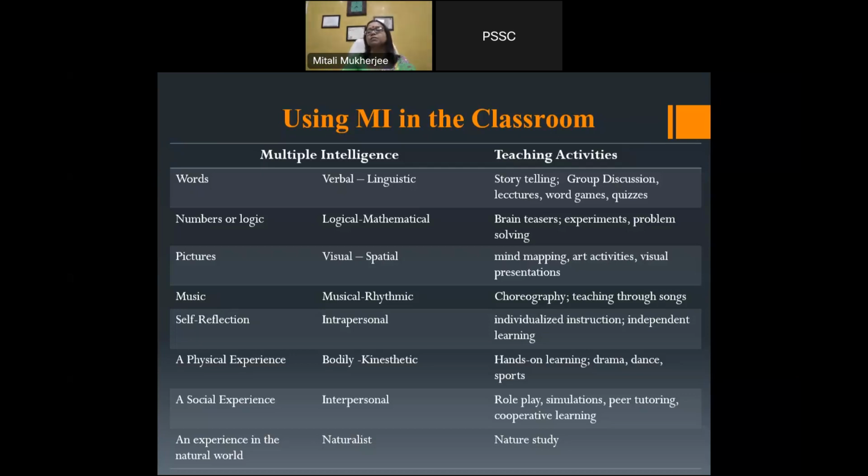And naturalist means nature studies. Keep a plant in your class. The nature children उसकी तरफ बहुत attracted होंगे. If possible, keep a dummy aquarium in your class. Nature बच्चे बहुत अच्छा काम करेंगे.